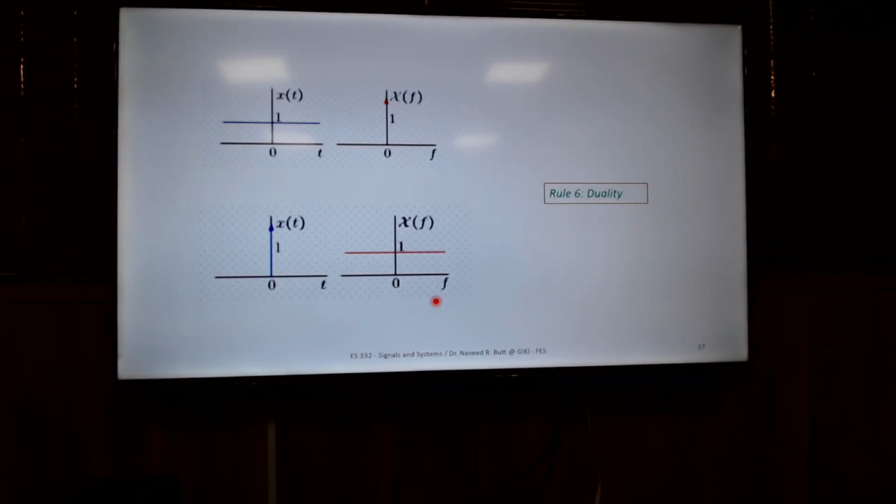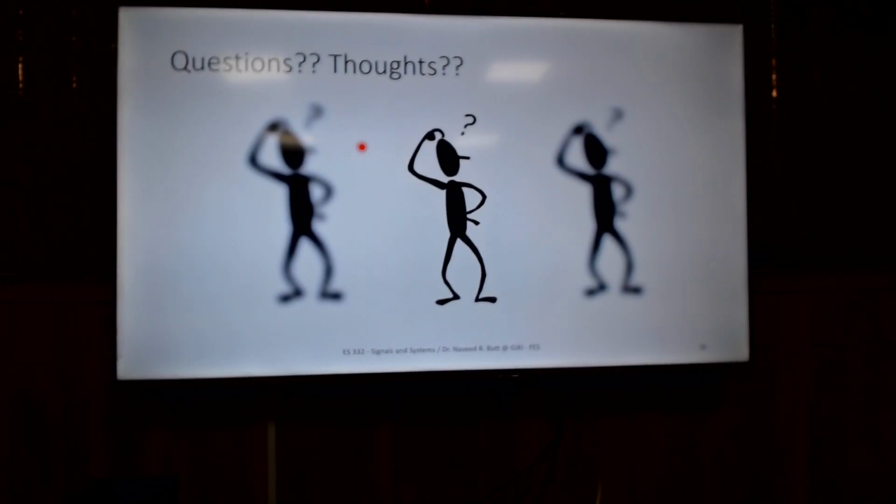Good. Rule 6, I've already mentioned duality. If a certain shape in time leads to a certain shape in frequency, and if you change the labels, the answers will still hold. So if you replace x(t) by x(f) and f by t, just replace the whole thing, the answer will still hold. This is called duality. So if a constant in time leads to an impulse in frequency, then an impulse in time leads to a constant in frequency. So this is duality.